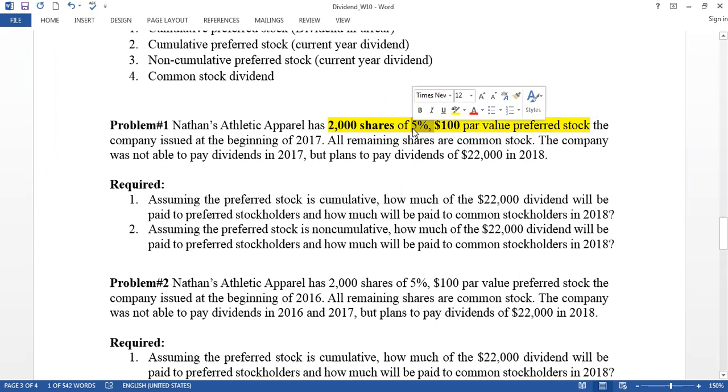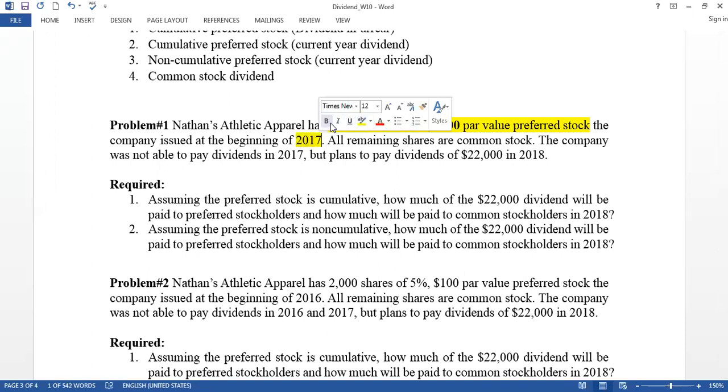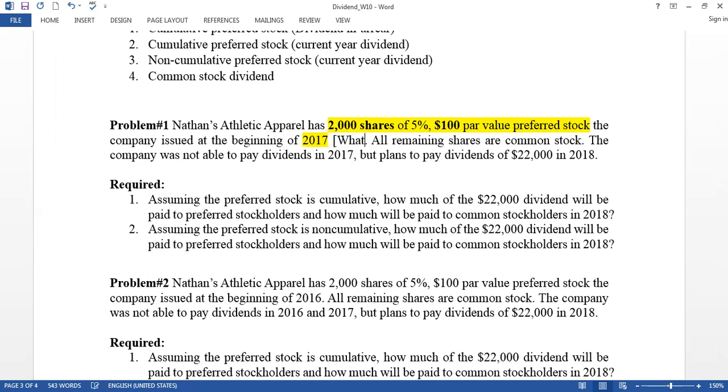Because if you remember, I told you that if you buy preferred stock today, you already know your dividend. So when you purchase this share, you purchase this share in the beginning of 2017. Now, if I ask you a question, what is the amount of preferred dividend?